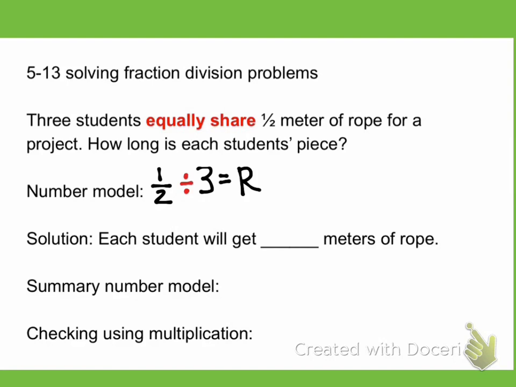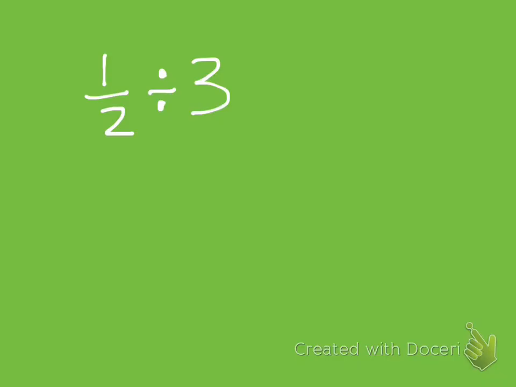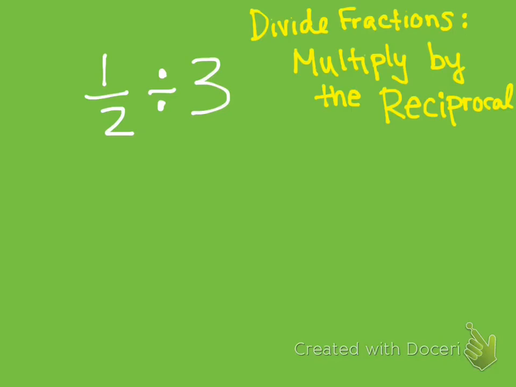Okay, so now we need to take this number model and use it so that we can solve the problem and find the solution. How much will each student get? How many meters? So here's our number model, 1/2 divided by 3. We haven't yet divided fractions, but I'm going to teach you right now, and it's really pretty simple because you already know how to multiply fractions. And dividing fractions is really using multiplication. Dividing fractions is when you multiply by the reciprocal.